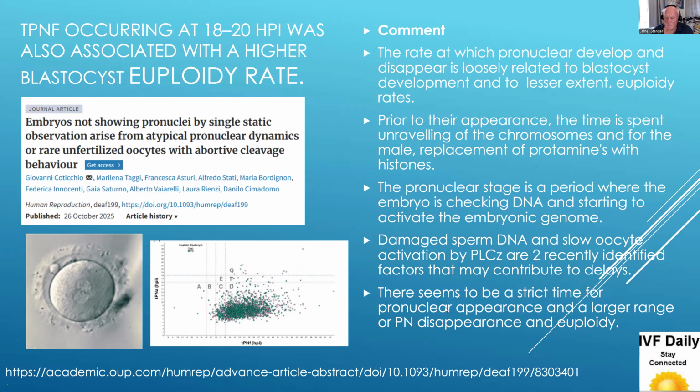There seems to be a strict time for pronuclear appearance but a slightly larger range for pronuclear disappearance and euploidy, except that statistically, the best time is in this sweet spot here, 18 to 20 hours. So if you're going to do IVF or ICSI without time-lapse imaging, you really do need to be looking at the embryos no earlier than 16 and no later than 20, but 17 to 18 hours still is the best time to check to see what the pronuclei look like, and you may need to come back 2 hours later to look at which ones are disappearing.